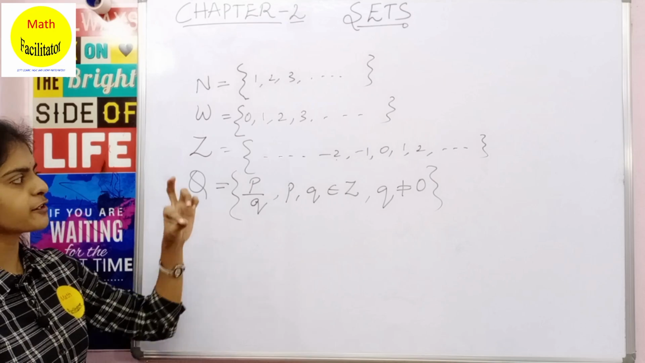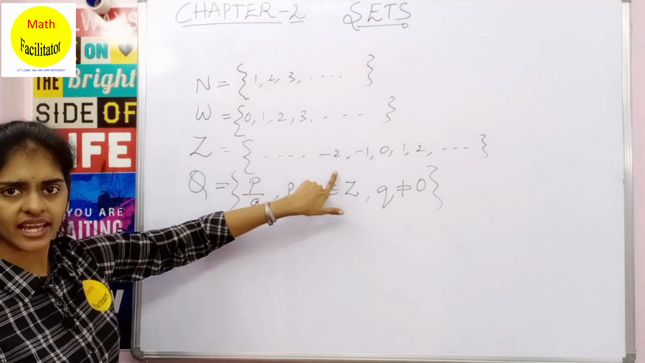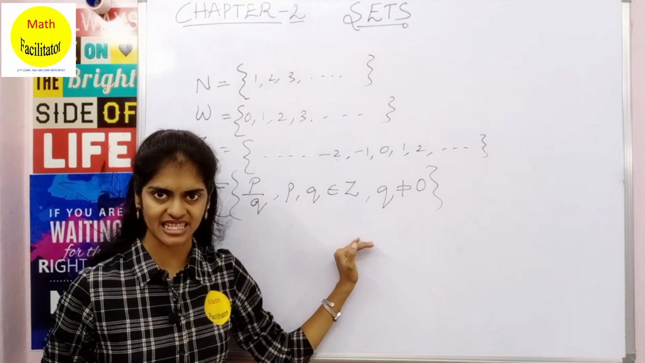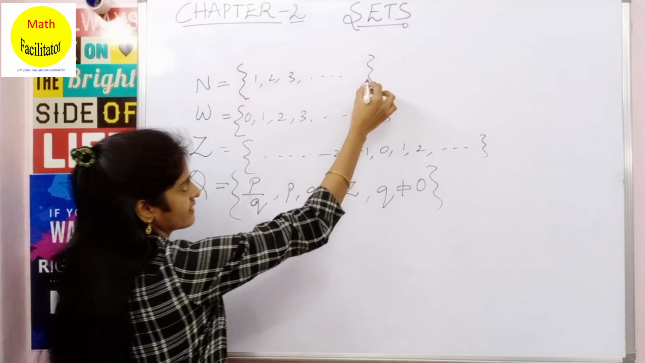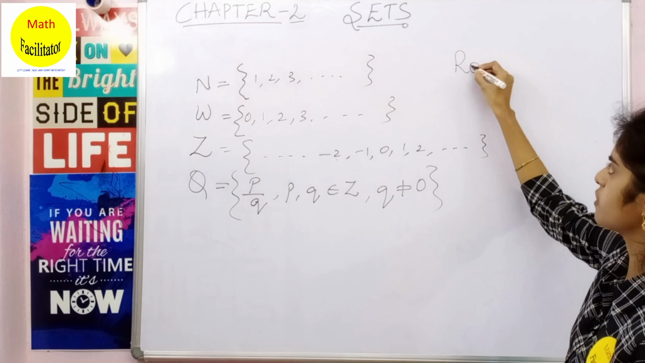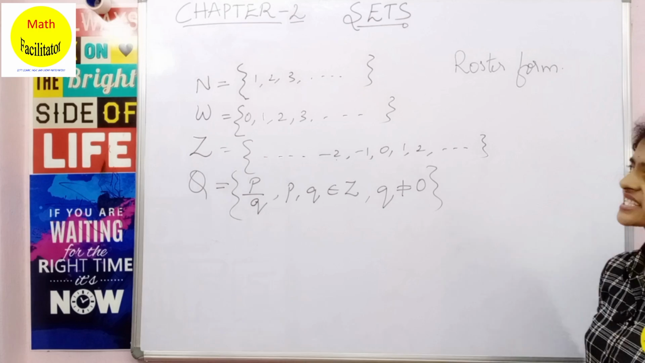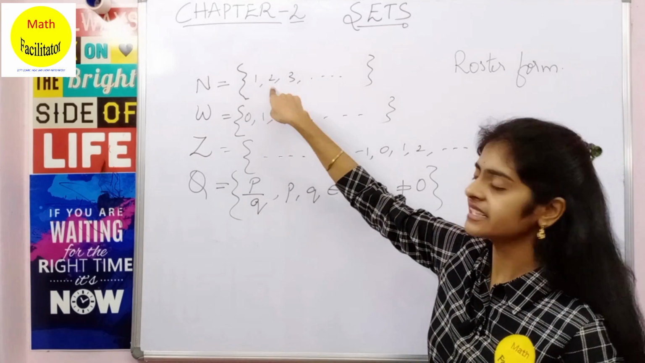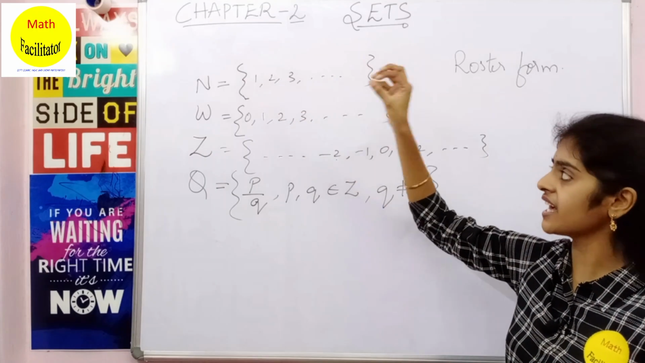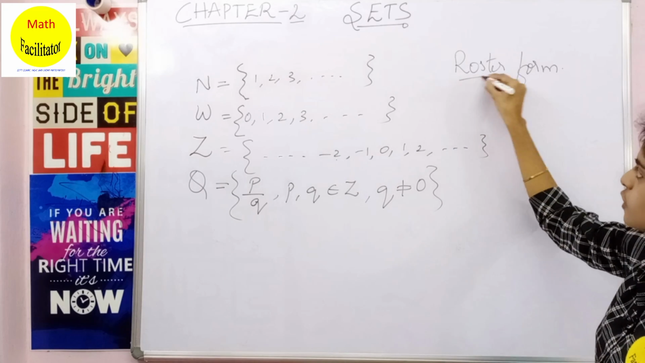Now here you can see there are two types of representations of the set. I have represented in this way, these three have the same representation, and this is another type of representation. The first three are called representation in the roster form, where you can see I am listing each and every element of the set. So here 1, 2, 3, all these are elements of the set, and we are representing each element of the set. So this is called roster form.